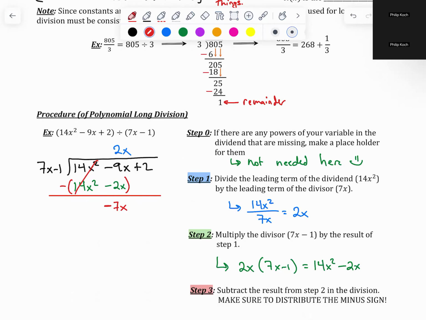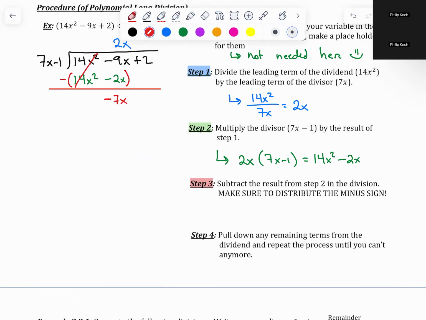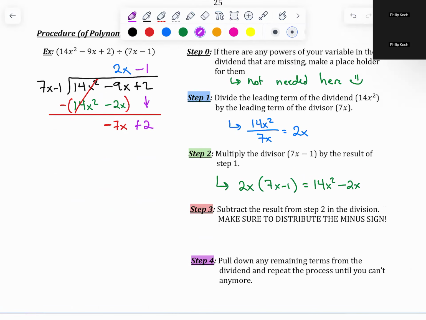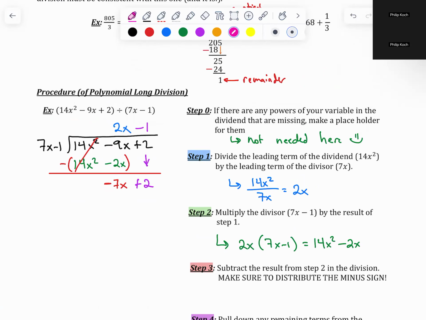Now, step 4 is the last step, and it's going to be an iterative process. This happens over and over again until you can't do it. So pull down any remaining terms and repeat the process until you can't do it anymore. So I'm going to do this step in purple. So I bring down the 2, and then I repeat. How many times does 7x go into negative 7x? Well, it goes into it negative 1 times. So I'll add that little remark here. Negative 7x divided by 7x, that's equal to -1.